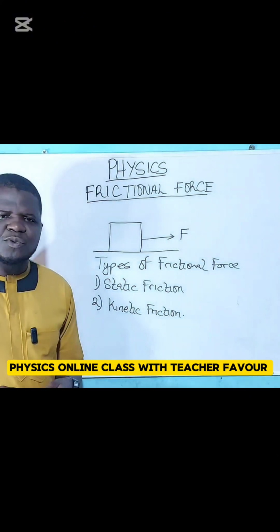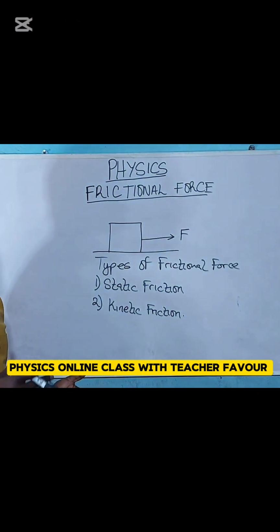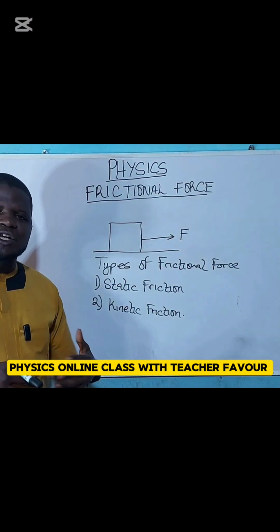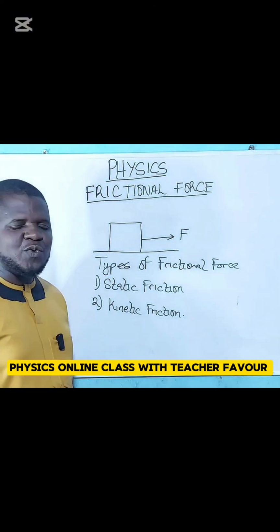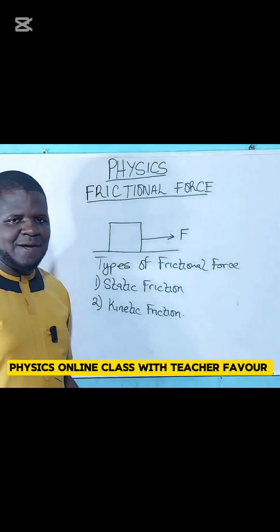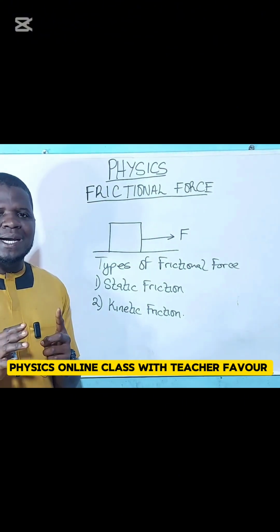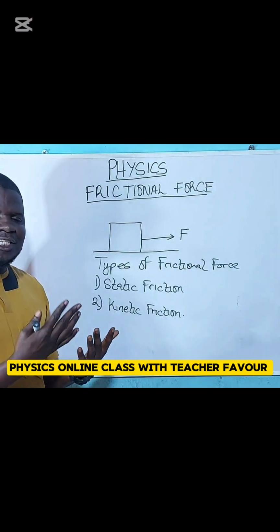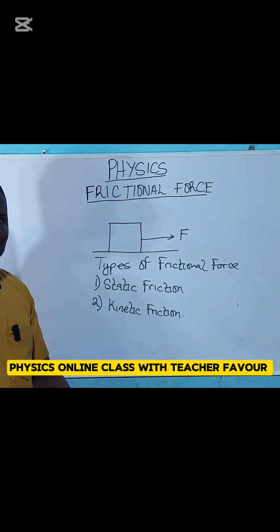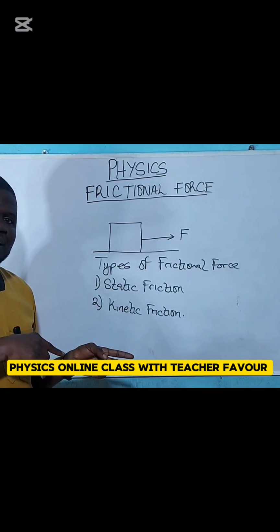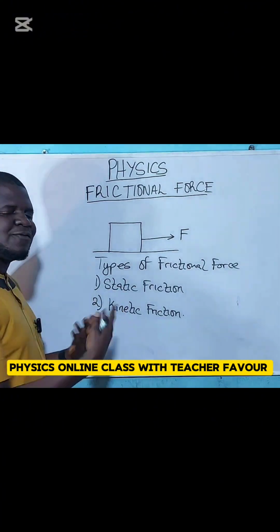All right. So what is static friction? Static friction is a frictional force that must be overcome before a body will start to move over another. If you park your car, there is a force that exists between your tire and the earth surface, and that force is frictional force, and that is static friction.